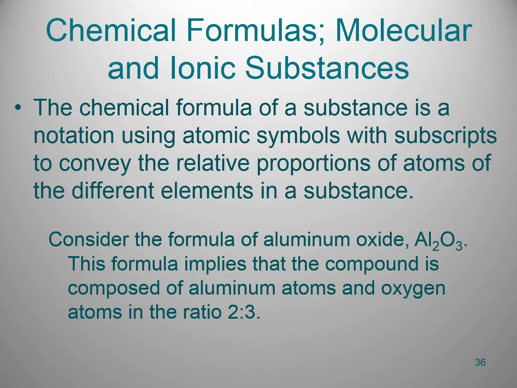So if you look at something like Al2O3, what does that mean? That means that my compound in question has 2 aluminums and 3 oxygens all bound together. No matter where you get it from, it will also have this 2:3 ratio of aluminum to oxygen. So Al2O3 would be considered a chemical formula.